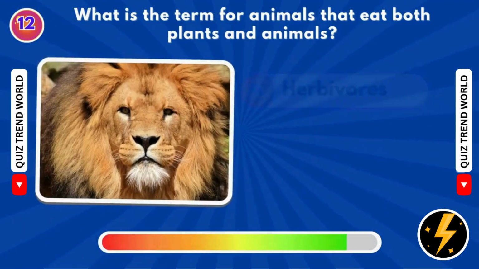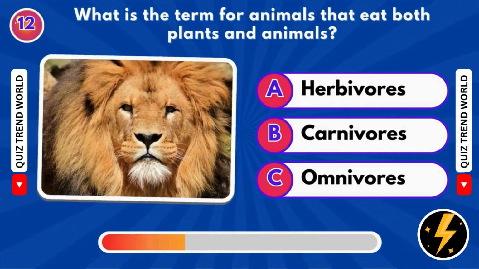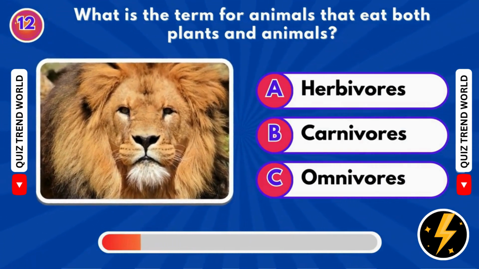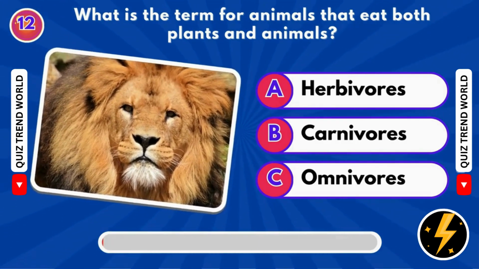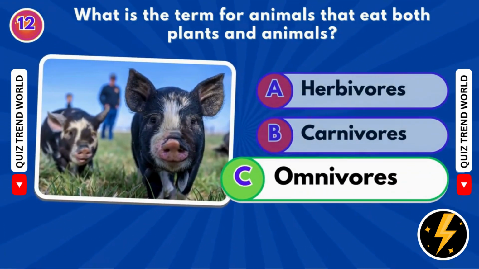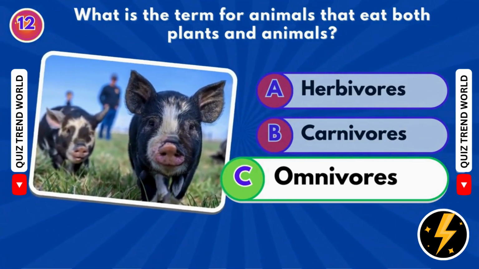What is the term for animals that eat both plants and animals? Herbivores, carnivores, or omnivores? Omnivores. When animals eat both plants and meat, they are called omnivores.